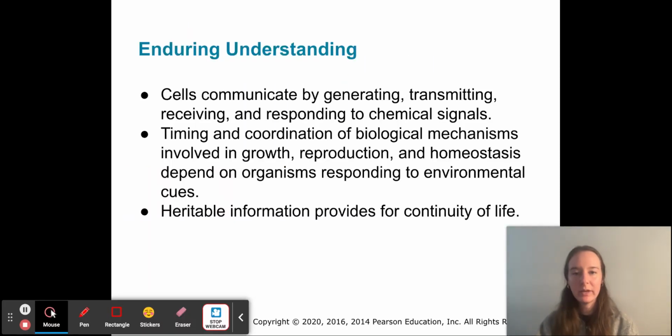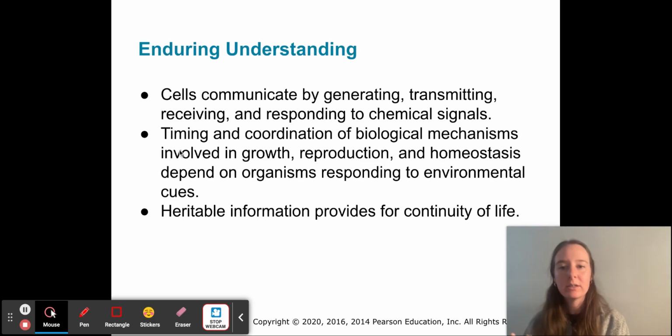So hopefully from this video, you understand that cells communicate with each other. We saw an example of this first enduring understanding when we looked at density-dependent inhibition. Cells send signals: hey, is it time to divide or not? And they respond to these signals by turning on or off genes that tell the cell to create more proteins that will start or stop the cell cycle.